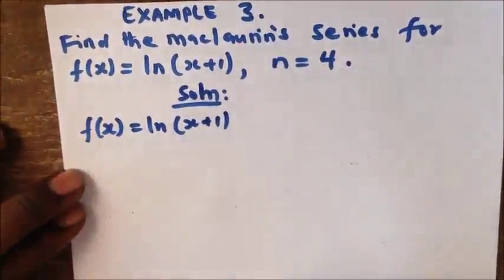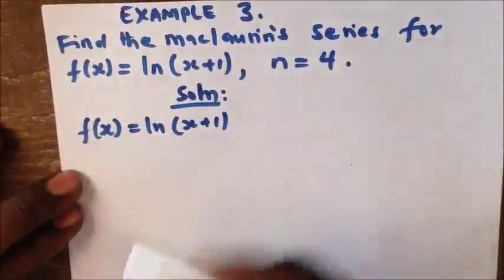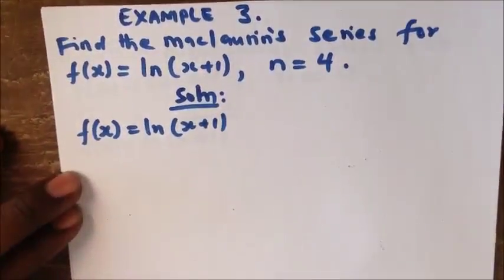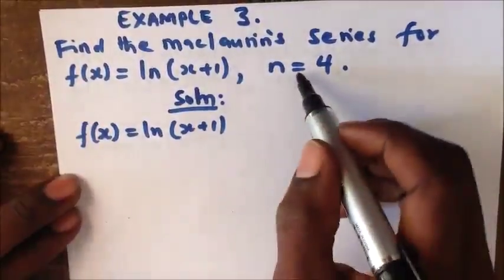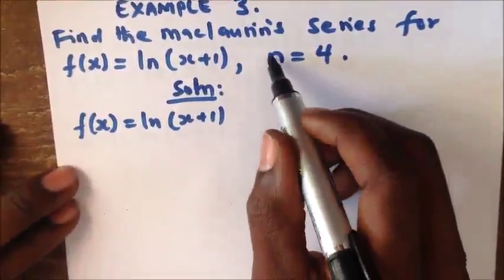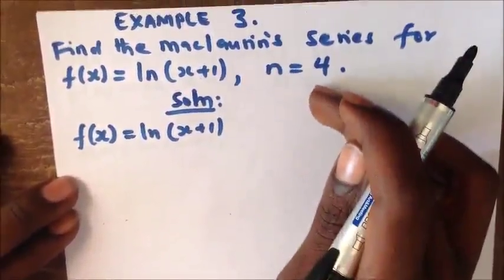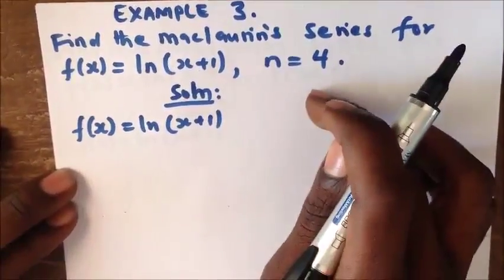So as we said, you should differentiate the function up to the desired derivative, but in this case we are restricted in the number of derivatives. We are to stop at the 4th derivative. This n equal to 4 implies that you are to stop at the 4th derivative. You should differentiate it 4 times.